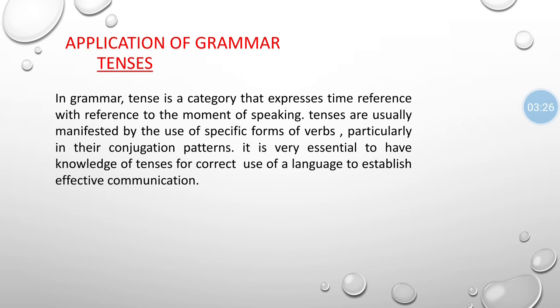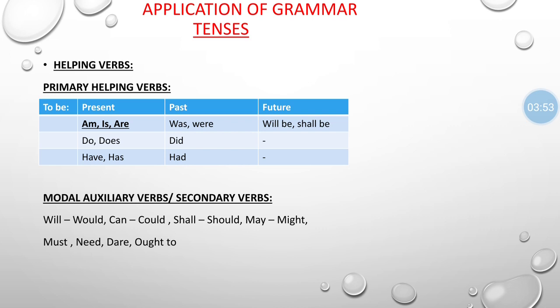Now, as per the different kinds of tenses, we require the specific helping verb of that particular tense. So, let us see the different kinds of helping verbs, which are helpful to us in identifying the tense or using the correct tense in our language. There are two different types of helping verbs: primary and secondary. Primary is also called the auxiliary verb, and secondary is also called the modal auxiliary verb.